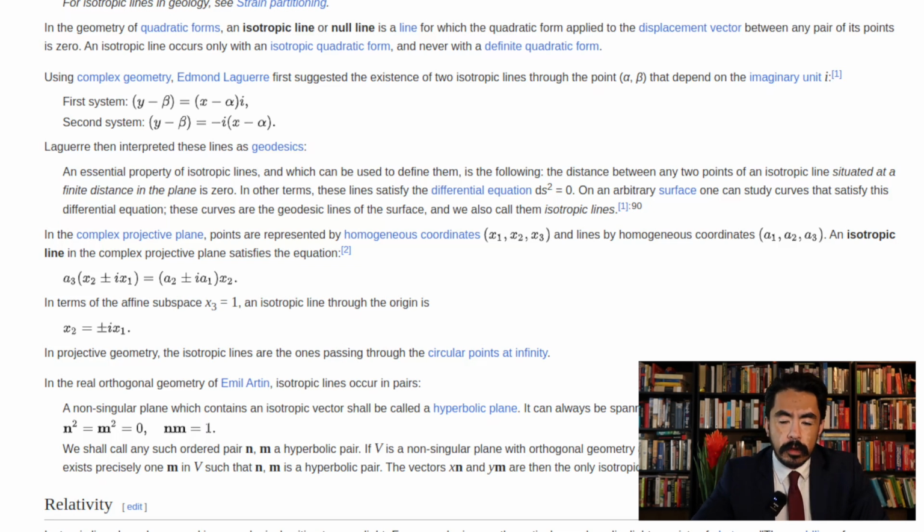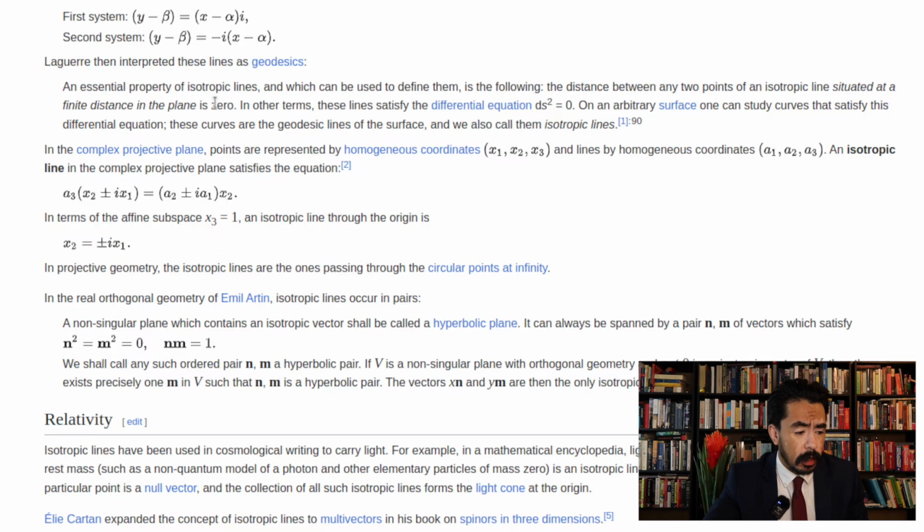For those of you who don't remember, a geodesic is like if you have a surface and between 2 points you have a rubber band. So, right, if you had a rubber band on a sphere as opposed to a chord that's just cutting through it. And we also see that differential equation ds squared equals 0 in the study of geodesics. Another interesting point here, in projective geometry, the isotropic lines are the ones passing through the circular points at infinity. So we had a nice rant tangent breakdown of some of that stuff 2 episodes ago.